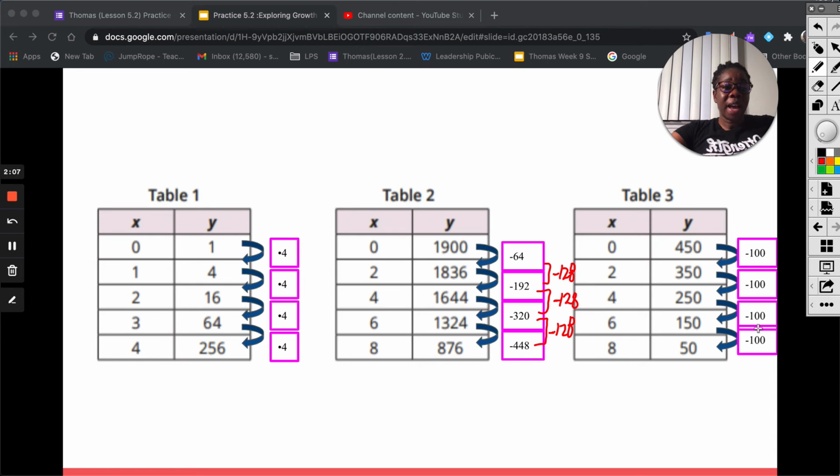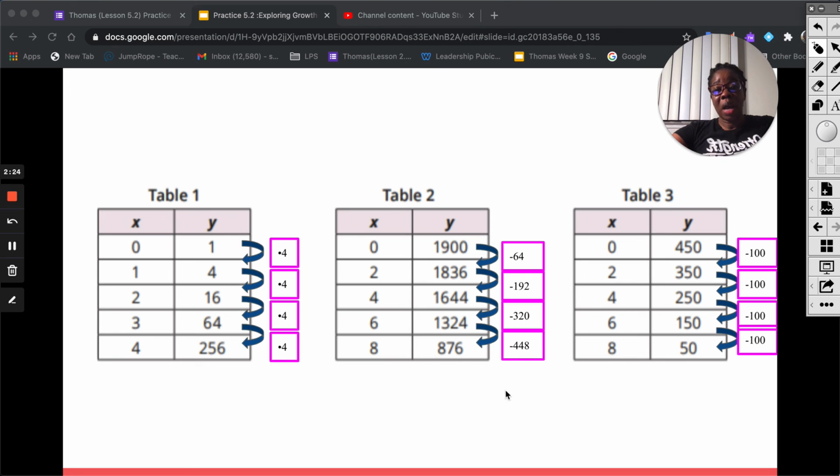And then for the last one, we can clearly see that all the values are decreasing by the same amount, which is they're subtracting 1. And so when it's decreasing by a constant rate, we know that this represents a linear function.